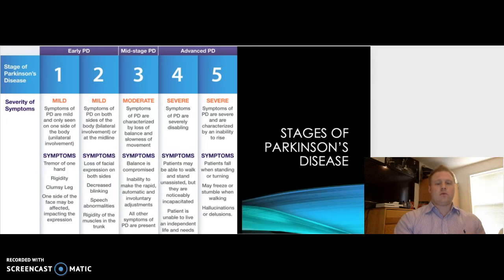So now, moving on, we'll talk about the stages of Parkinson's disease. Looking at this chart to the left here, we can see that it has five various stages.